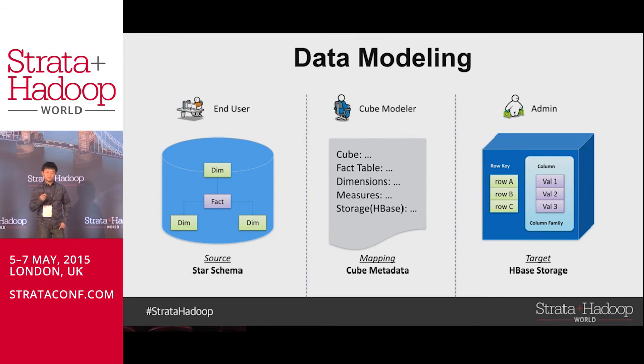So to build a cube, you first need to define the metadata. You start from the very left, which is the Hive star schema. And you need to map that into a cube schema, which is in the middle. That is done by the cube modeler. You select what are the dimensions and what are the measures you want to pre-calculate. And finally, on the right, there is an HBase admin to map the cube schema to the HBase layout. We have the flexibility to separate very heavy metrics like HyperLogLog, which does the distinct count, from the simpler metrics like sum, max, min, such that when you're only looking at sum or max, you don't have to pull out the HyperLogLog stuff.